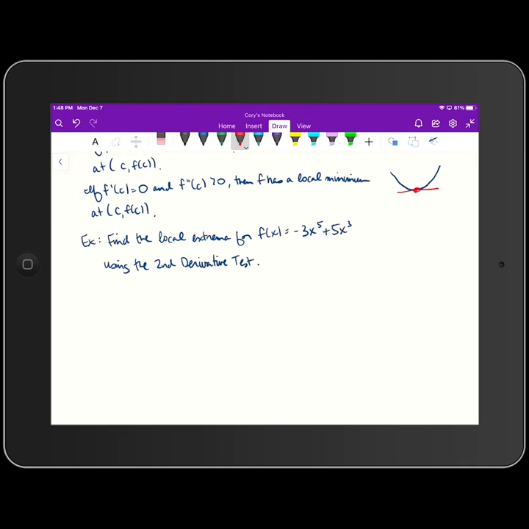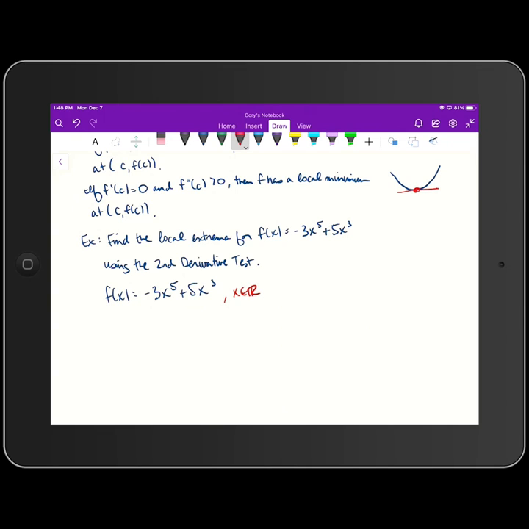Okay, utilizing the second derivative test. All right, so let's take a look at this one. We have the function f of x equal to -3x to the 5th plus 5x cubed. Anytime we test for local extrema, step one is to identify the domain, and the domain of a polynomial function is all real numbers.